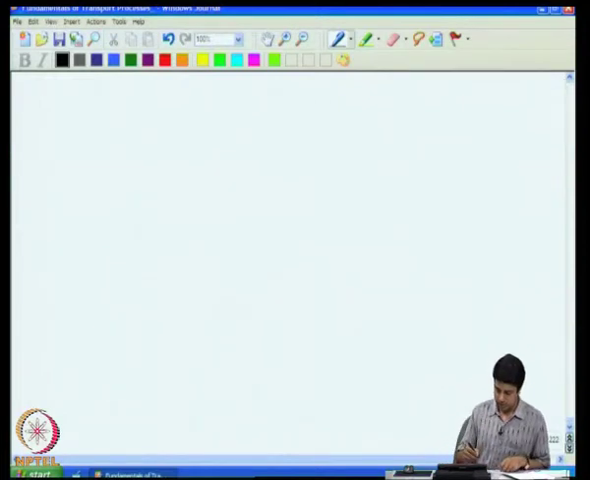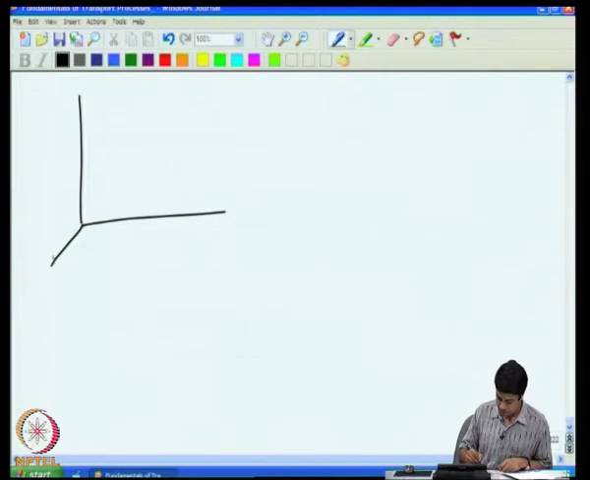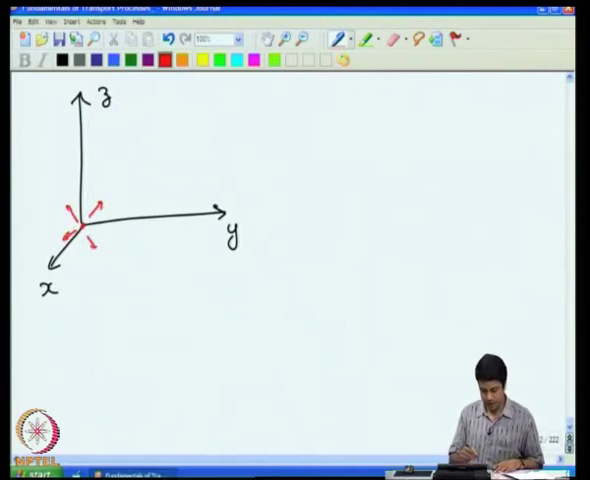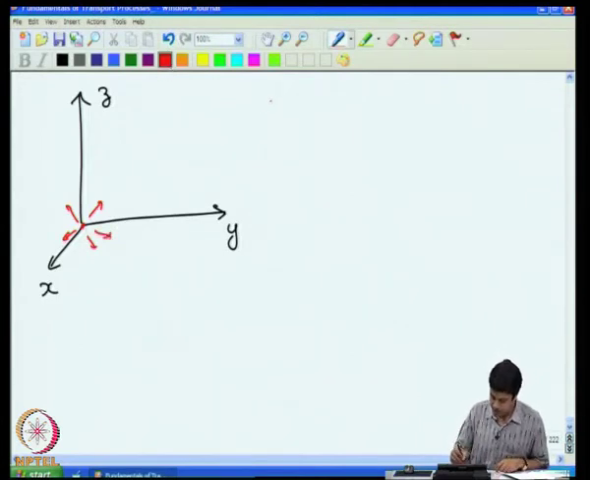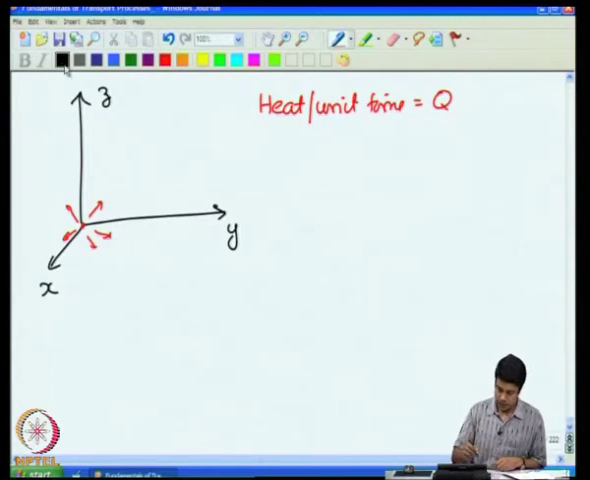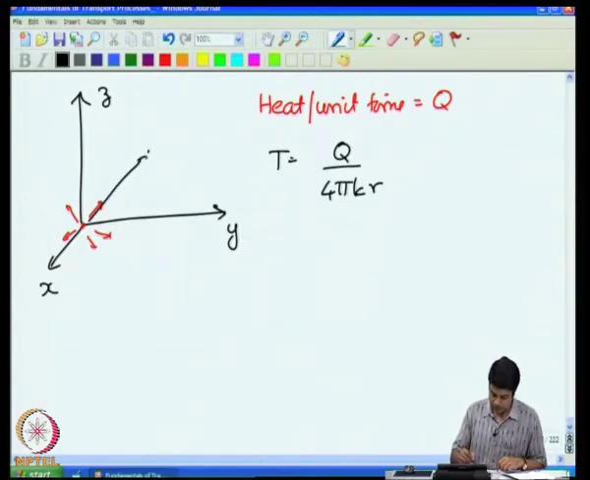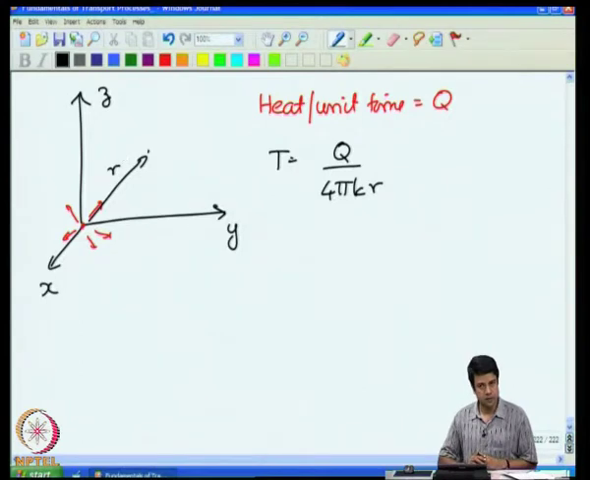So, back to our heat conduction problem. I told you that if there is a point source at the origin, which we discussed in the last lecture, emitting heat per unit time equal to Q, then the solution for the temperature field is T is equal to Q by 4 pi K R, where R is the distance of the observation point from the origin in a spherical coordinate system.